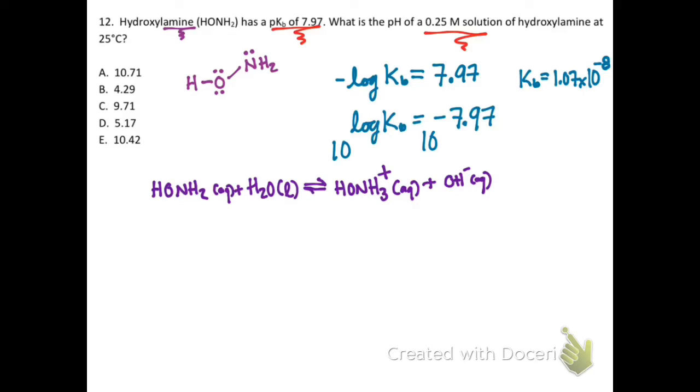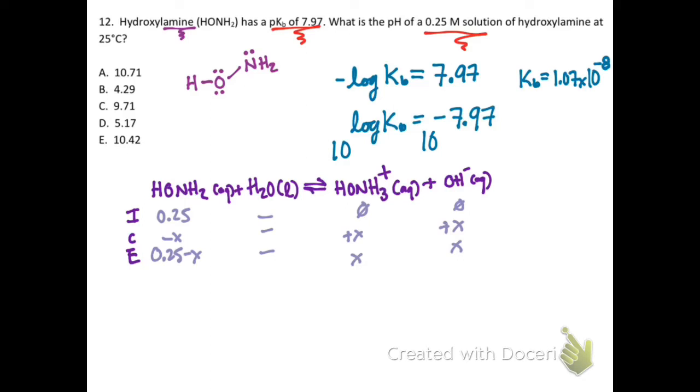All right, so now let's do our ICE table and plug in the values that we're given. So we're told in this problem that we have a 0.25 molar solution. Cool. So 0.25 molar. We don't care, we love it. 0 and 0. The change is going to be minus x, plus x, plus x. And we're going to end up with 0.25 minus x. 0 plus x is x, and 0 plus x is x.